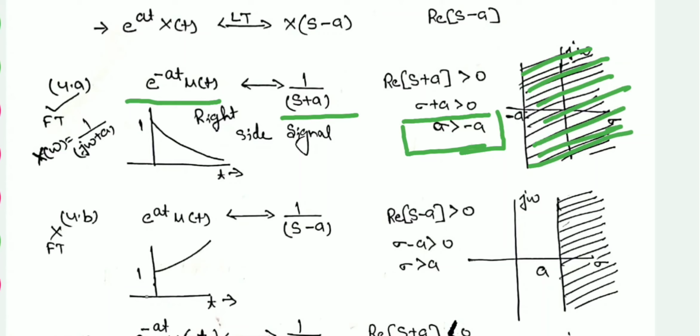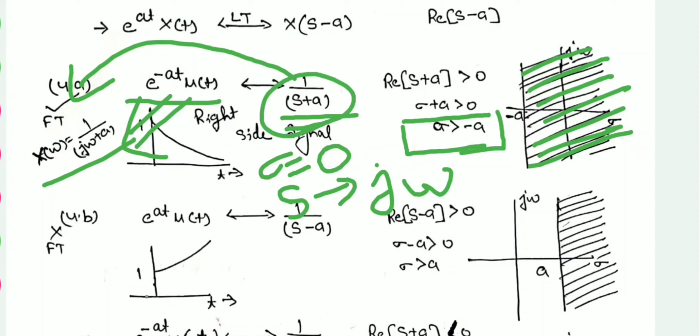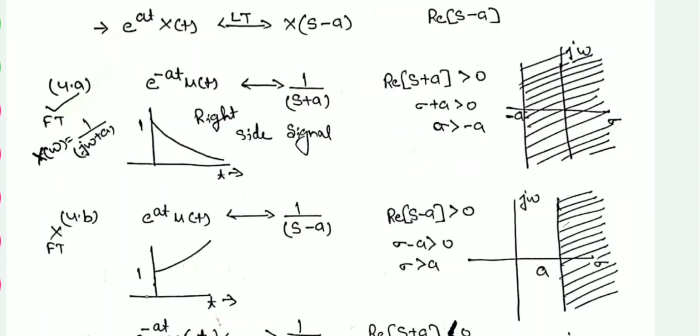As it is an energy signal, the Fourier transform also exists here. As we discussed earlier, from the Laplace transform we also obtain the Fourier transform only when we put sigma equal to 0. When we put sigma equal to 0, or s is replaced with j omega, then the Fourier transform is directly obtained. Therefore, the Fourier transform of e to the power minus at u(t) is nothing but 1 upon j omega plus a.